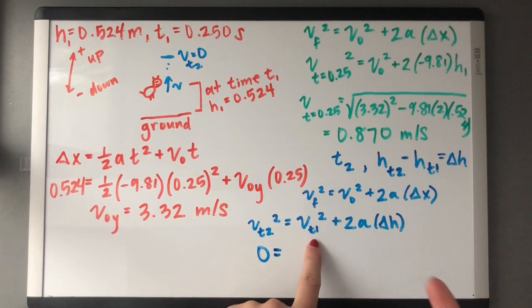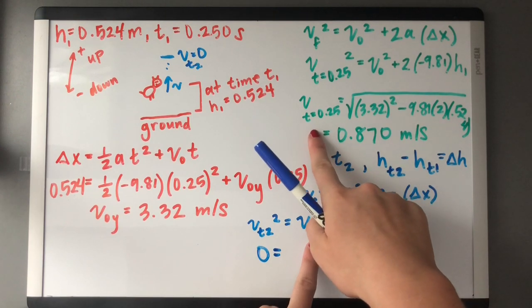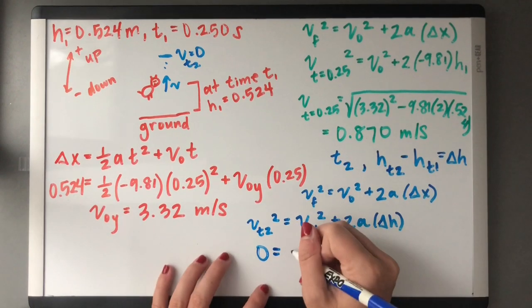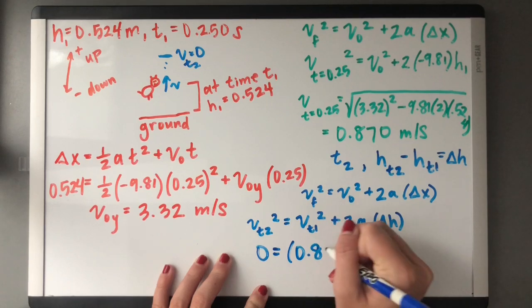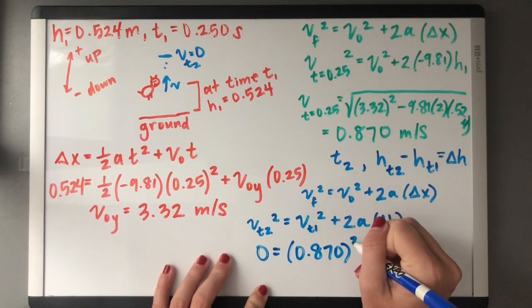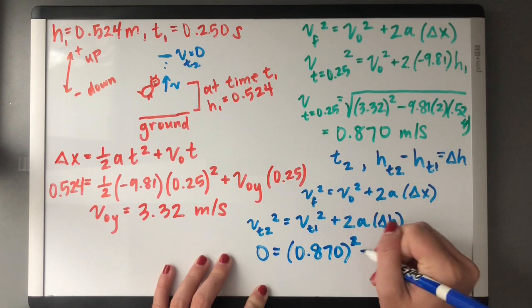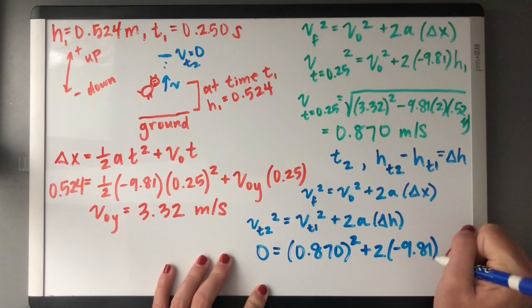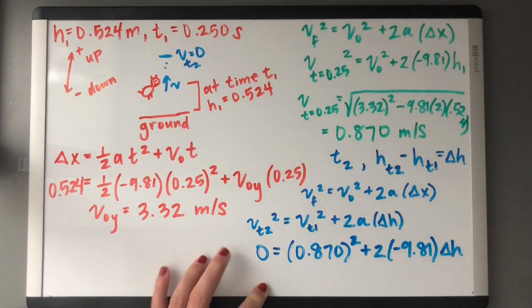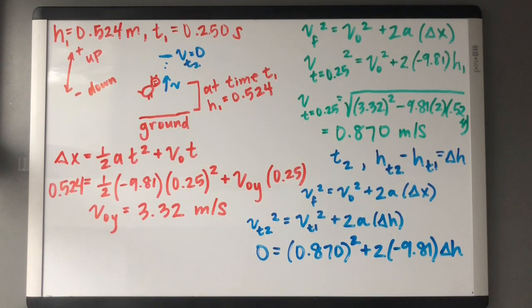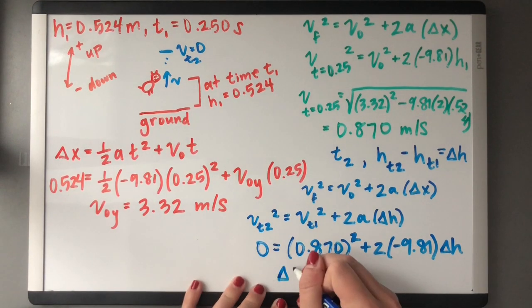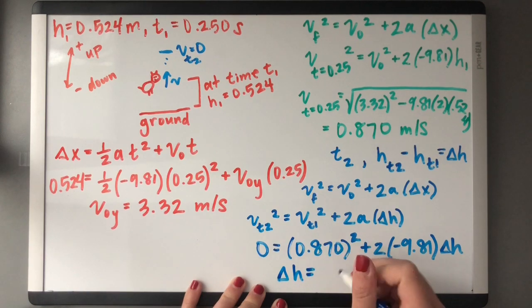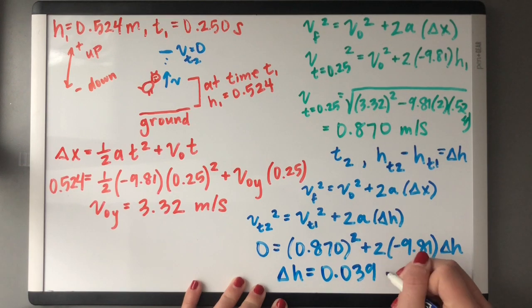And then we solve for the velocity at time 1, which is the velocity at t equals 0.25. So we know that to be 0.870. And then we square it, and plus 2 times the acceleration due to gravity, which is negative 9.81. And then what we're solving for is delta h. So at this point, we have an equation with only one variable, meaning we can plug and chug in our calculator to go ahead and solve for the value delta h equals 0.039 meters.